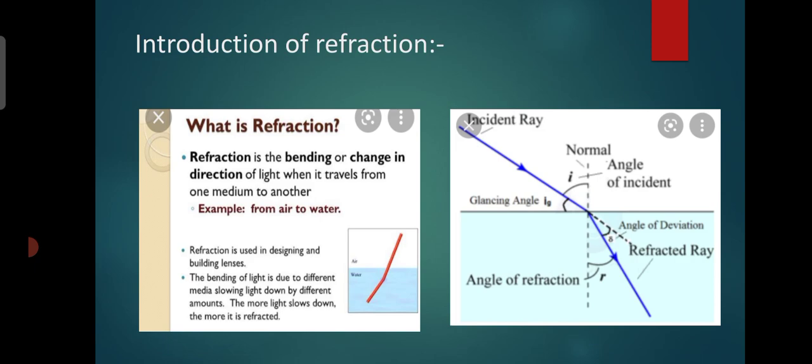The bending of the light is due to the different media slowing the light by different amounts. The more the light slows down, the more it is refracted. Look at the diagram: I is the angle of incidence, R is the angle of refraction. The angle that the incident ray makes with the normal is called the angle of incidence, and the other one is the angle of refraction. If the medium does not change, the incident ray goes straight, but it is diverted when the medium has changed.